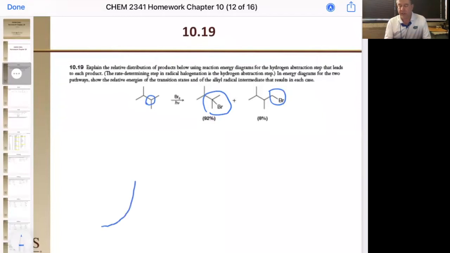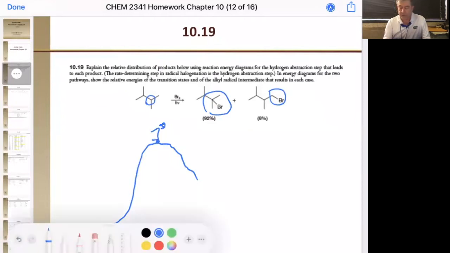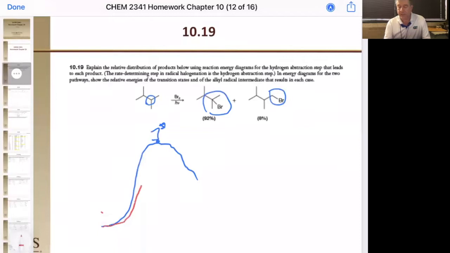So if we look at just that hydrogen abstraction step, this right here would be our primary hydrogen. But for our tertiary, the barrier is actually going to be significantly lower. Remember, when we have a higher activation barrier, that means it's a slower reaction. Even if there's enough energy to get it to happen, which apparently there is, because we're getting 8% of it as the product here, that difference in activation energy means this reaction is going to go faster than this reaction, giving us our product yield.